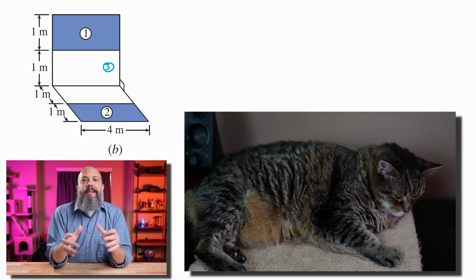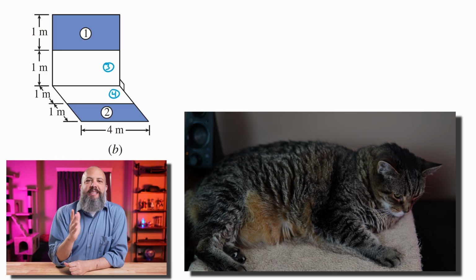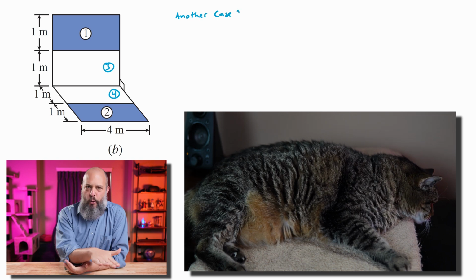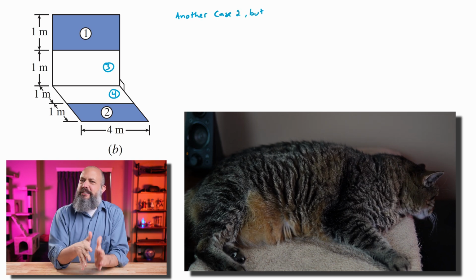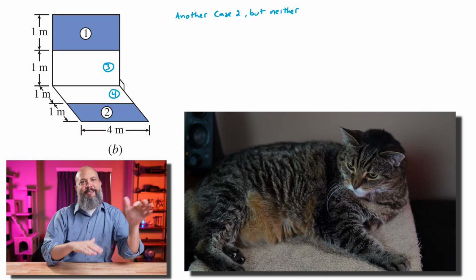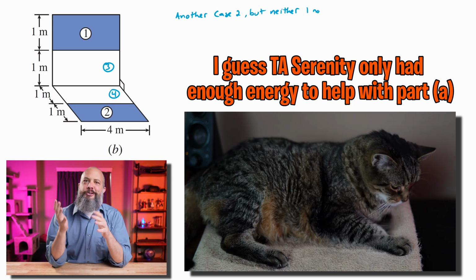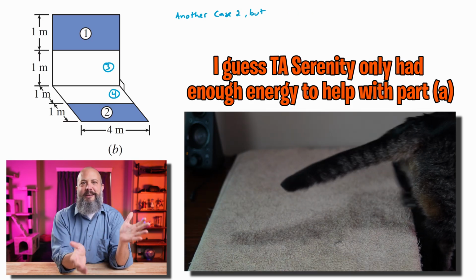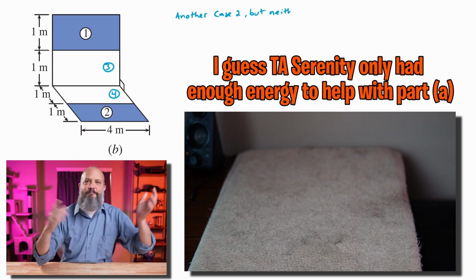All right, part B is another case 2 problem, but this time neither surface 1 or 2 are at the corner. The approach is still going to be kind of the same. We're just going to figure out some shape factors that we can and use superposition and reciprocity to find the ones that we need by doing some subtraction and some reversing.